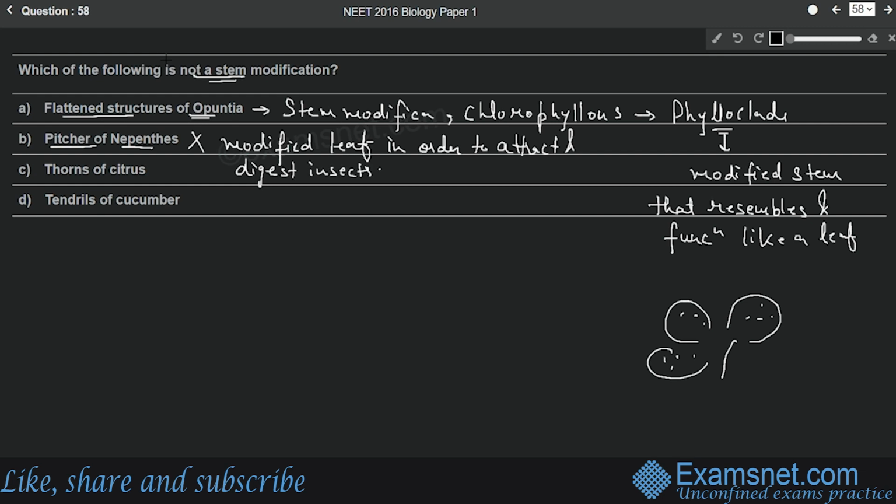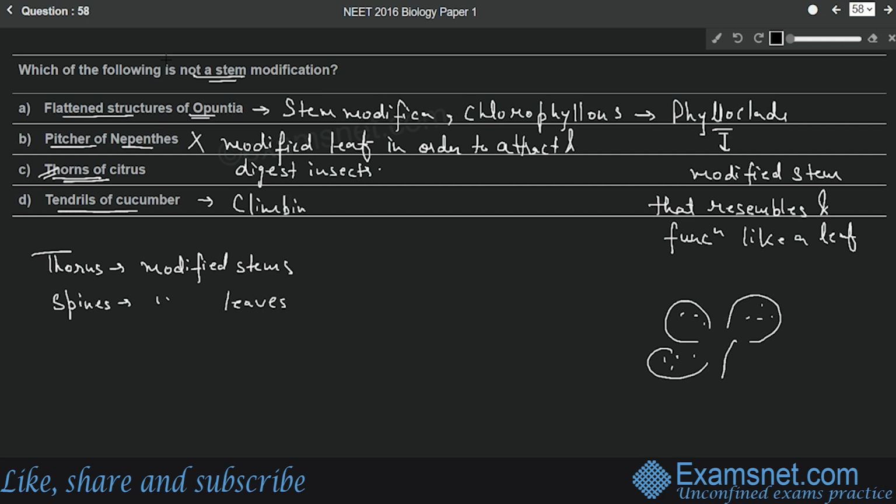Now the third option is thorns of citrus. So we know that thorns are always modified stems, whereas spines are modified leaves. So thorns will also be the modified stem. Now the last one is tendrils of cucumber. So this is also modified stem, and it is used for climbing, right? So the only option which is not a modified stem is the second one. So option B will be the correct answer.